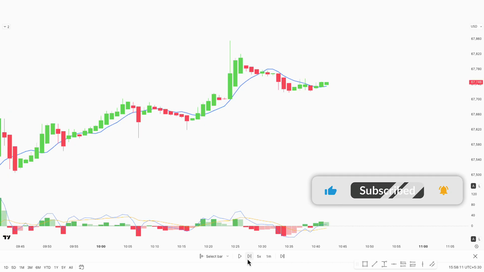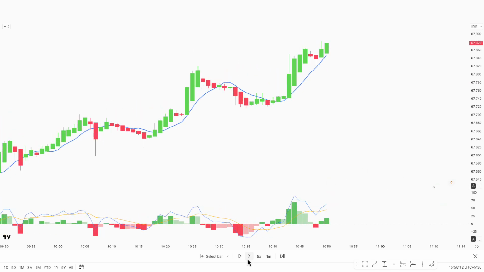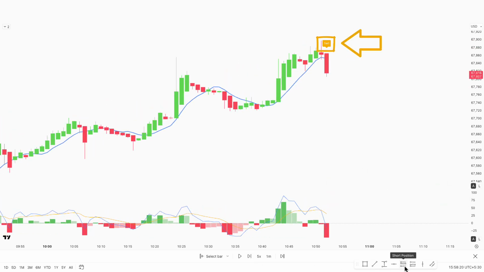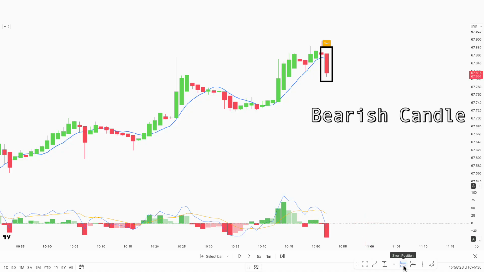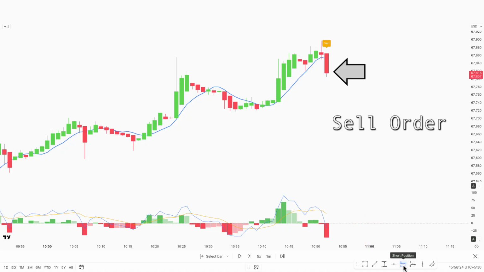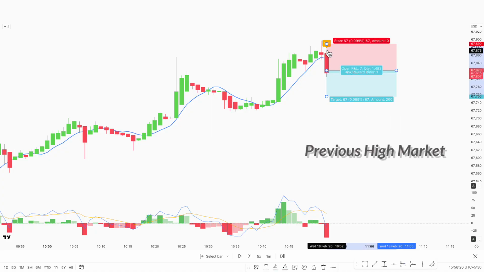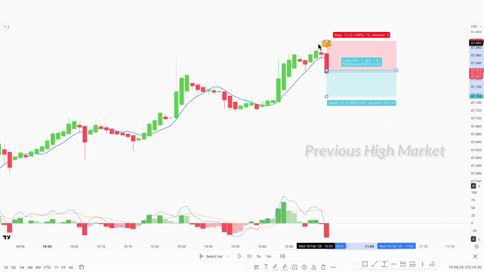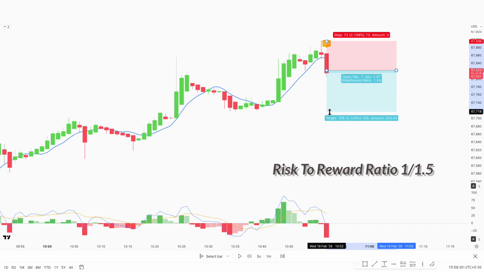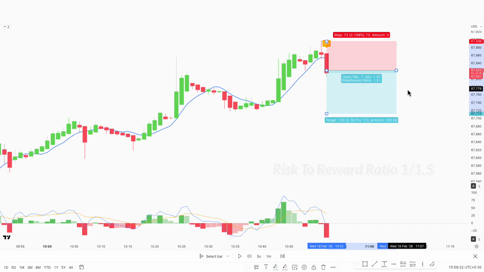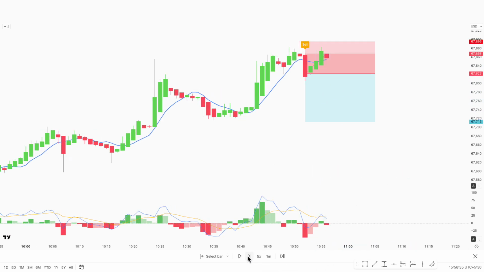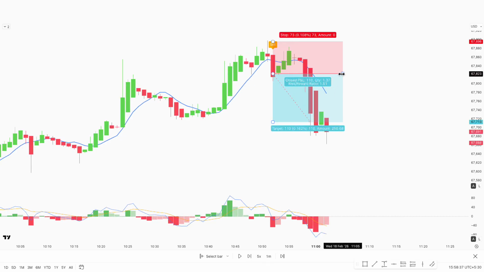Now our setup is ready. Let's see how we use these trading setups. When the breakout pullback arrow of this indicator is a sell signal, and the VW MACD indicator shows red columns, and the market forms a bearish candle, if this condition is fulfilled, then we will place a sell order. Our stop loss is to be placed at the previous high of the market, and the risk to reward ratio will be 1:1.5. The market has completely hit the target.